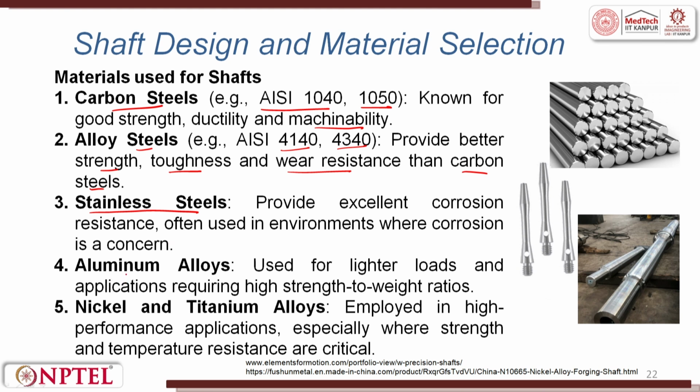Then comes aluminum alloys. These are used for lighter loads and applications requiring high strength to weight ratios. Aluminum, because it is lighter in weight than the steel components. So when the strength to weight ratio is a concern, aluminum alloys are used to design a shaft or to take it as a material for the shaft. Then comes nickel or titanium. Titanium, again, is used when strength to weight ratio is required, but machinability is an issue.